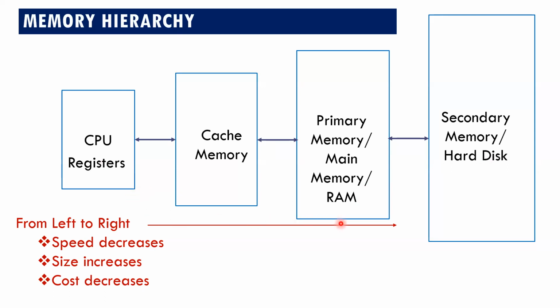Coming to the cost, it decreases from left to right. That means the CPU registers are very costly, then cache memory is more costly, and the hard disk is the cheapest one. So as we move from left to right, the cost decreases. So these are the characteristics of different parts of memory that reside within the computer.